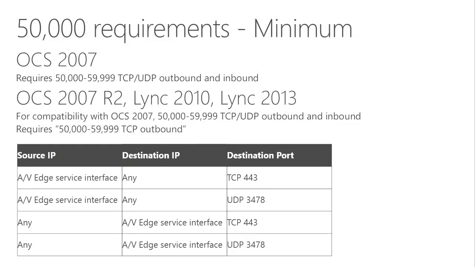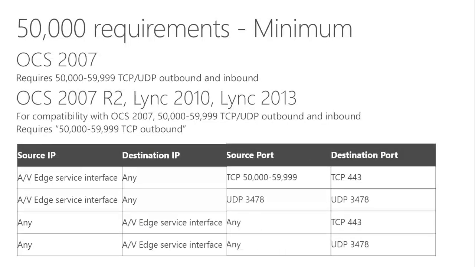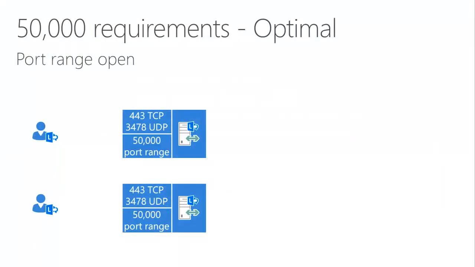If the administrator is telling you now, well, but we need to configure the source ports as well, we can do that. The source port for the communication to 443 will always be in the 50K port range. And for UDP, it will be 3478 to 3478. For the incoming traffic, we need to accept any, because this is coming from the clients, and they will use the full port ranges. So that was the minimum requirement.